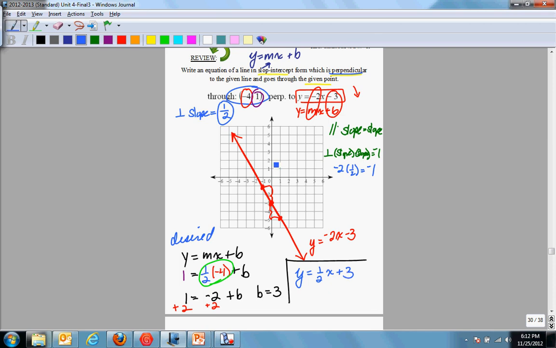Let's graph this line. So positive 3, and it's a positive line, so it goes up from left to right. So we go up 1 and over 2, or we can go down 1 and over 2 this way. Down 1, over 2. So let's graph this line. Let's see if it meets our two qualities. Quality number 1. It's perpendicular to our given line, yes. And does it go through our given point, negative 4, positive 1, which is right there? And the answer is yes.